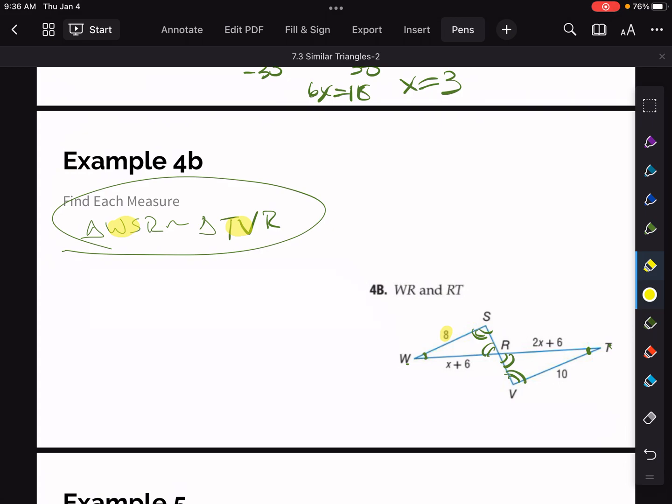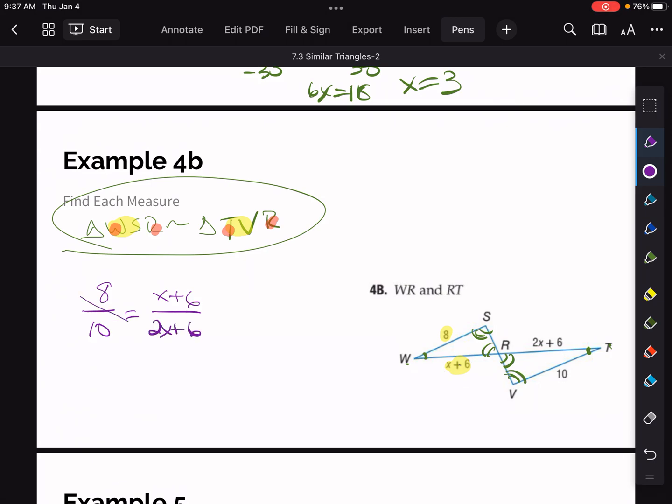So WS over TV, if I put that in, my WS is 8, my TV is 10. That has to be equal to, and now let's look at the others. We have WR that we kind of know something about. WR is here. That's going to be x plus 6. So I'm going to put WR, which is x plus 6. And then notice WR relates to the first and the last letter, so that would have to be related to TR. So I'm going to put that over TR. TR in this case is 2x plus 6.